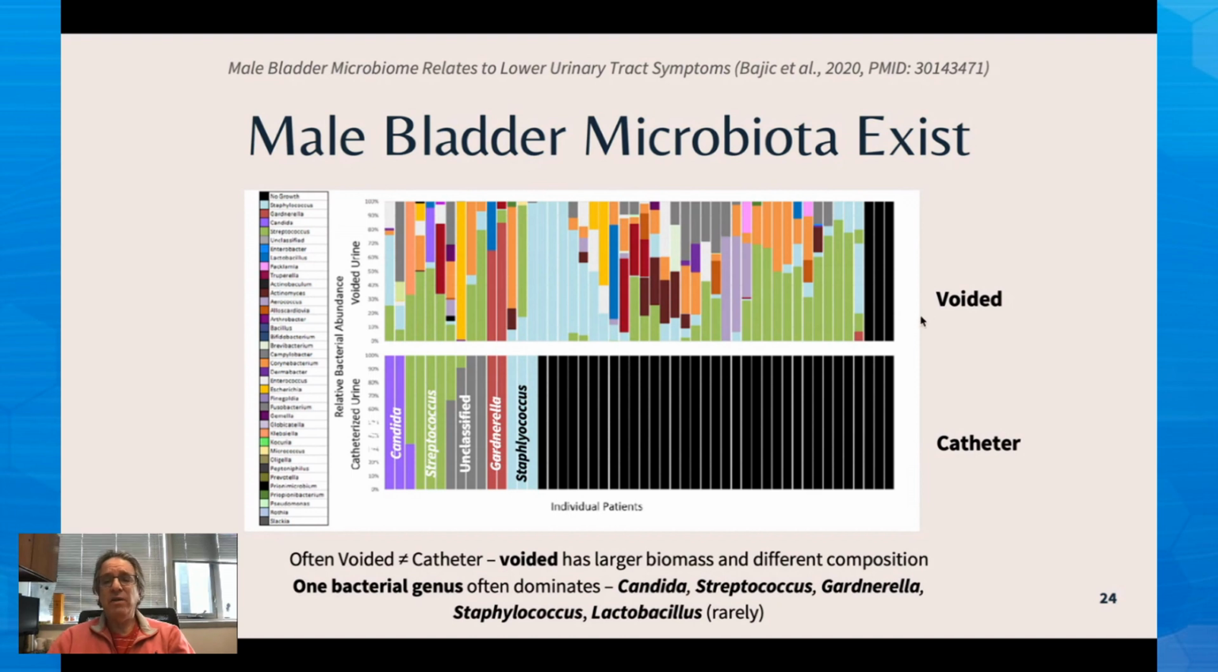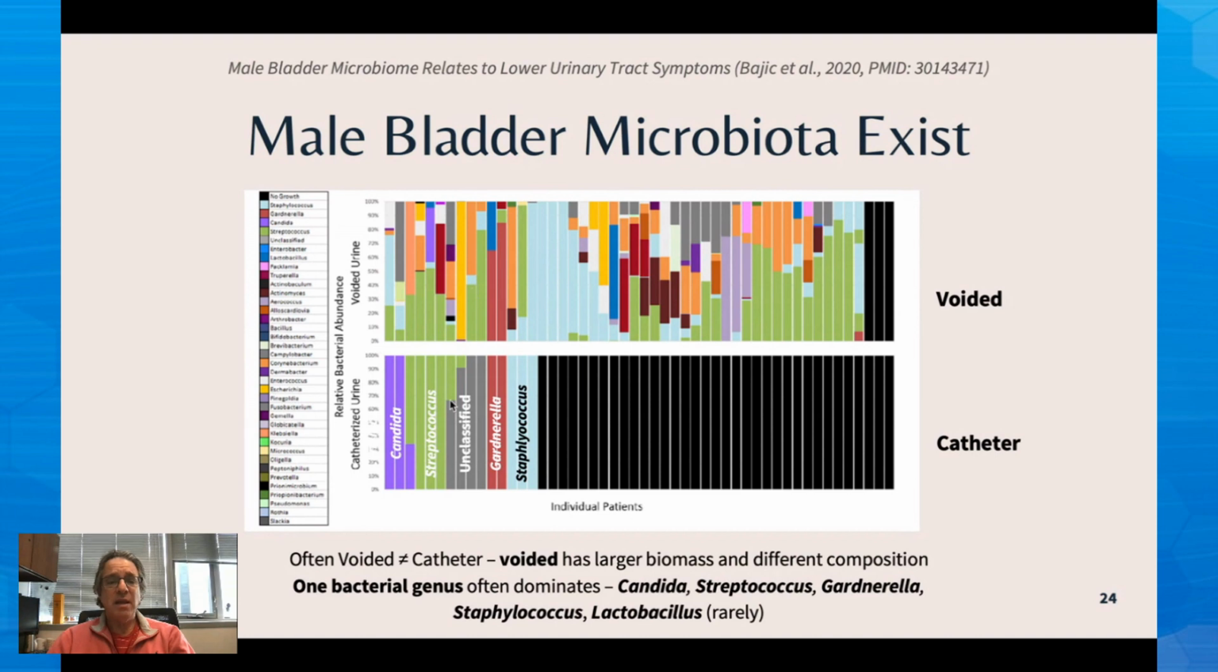We took voided urines and catheterized urines, and what you can see is that the voided urines were typically positive. The cath urines, not so much. That's because the voided urine is sampling the urethra, and there's more biomass, there are more bacteria in the urethra than there are in the bladder.